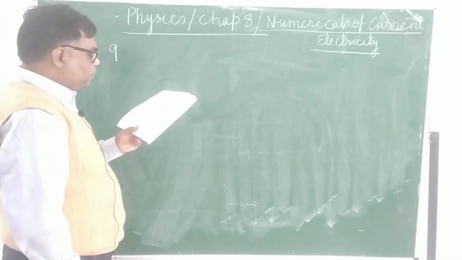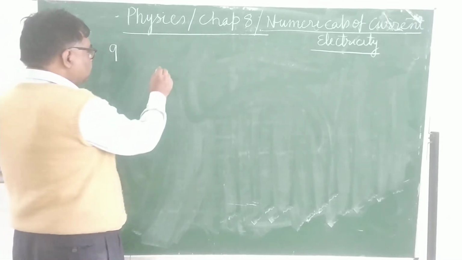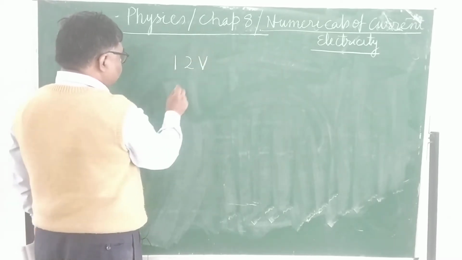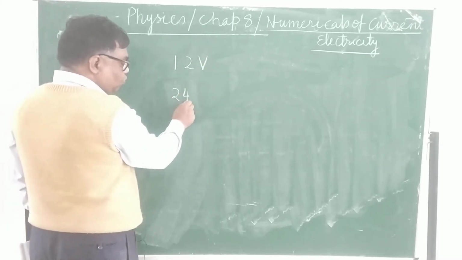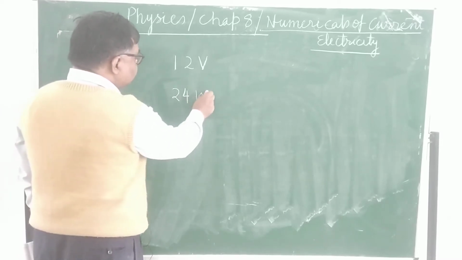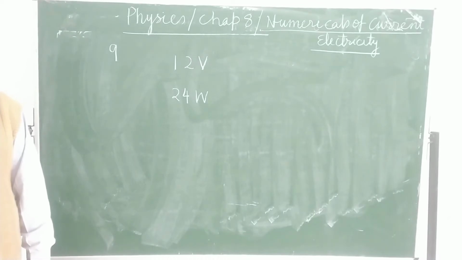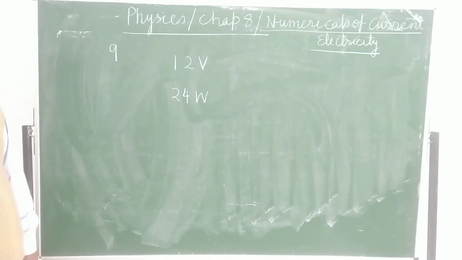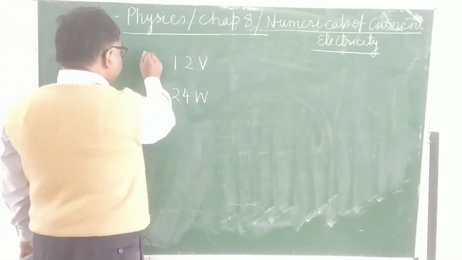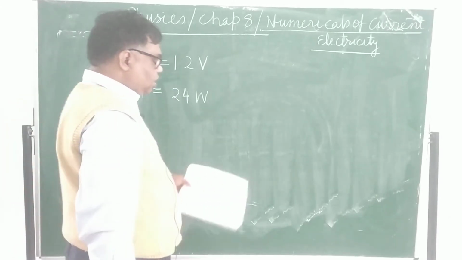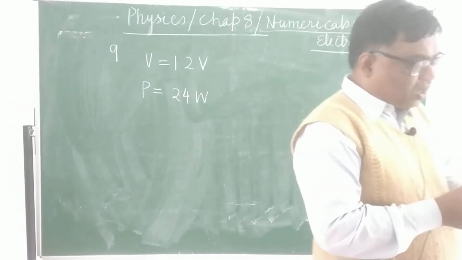So a bulb rated 12 volt 24 watt. In terms of symbol, what will be the symbol of that? It is V and it is P. It is clear? V and P. 12 volt and 24 watt.